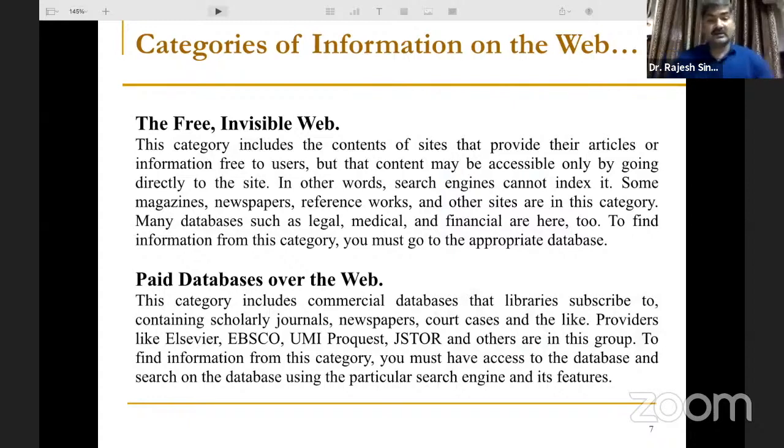And the third category is the paid information, the paid databases which are accessible through the web, like Science Direct, Web of Science, Scopus, Wiley, Sage, Cambridge University Press, Oxford University Press, Emerald Group of Publications. All these commercial publishers don't allow the search engines to index their proprietary items and make them searchable.